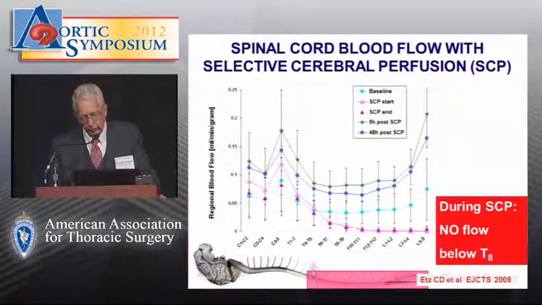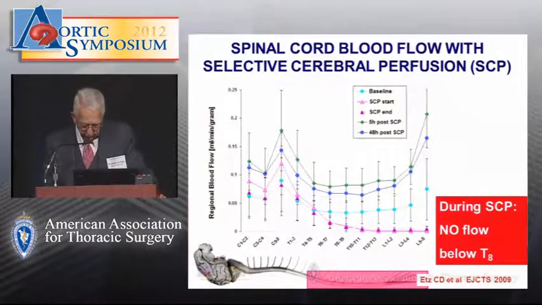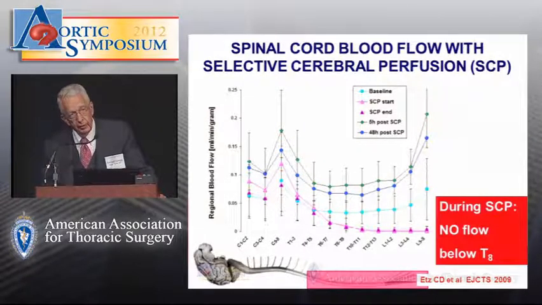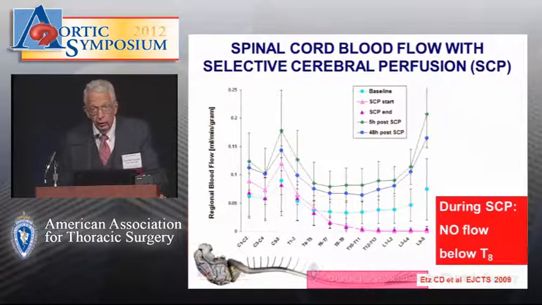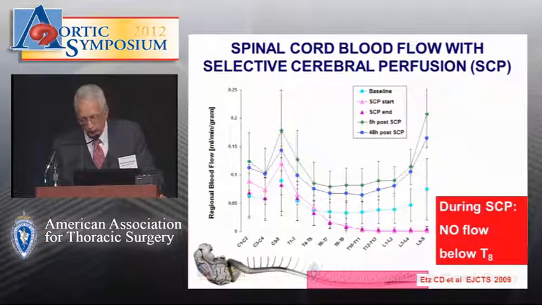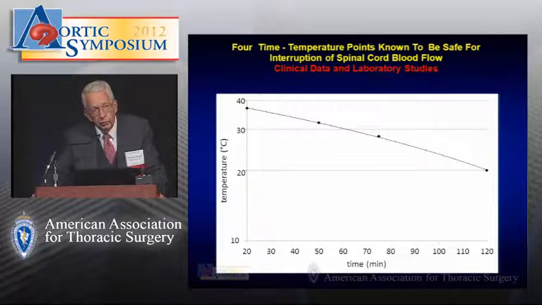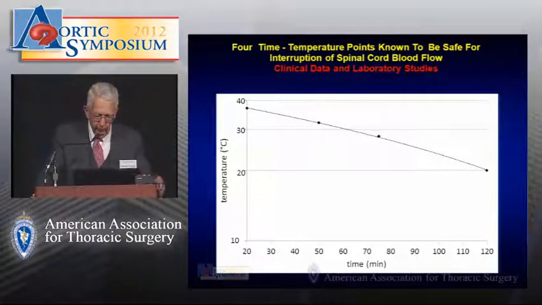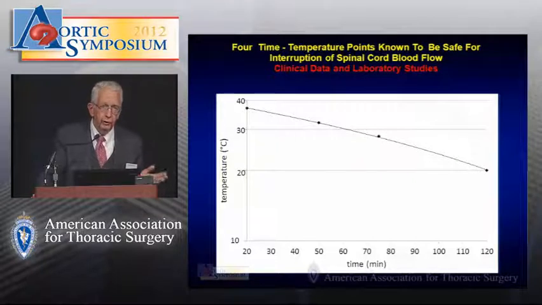Now, when we looked at this series of animals perfused at 28 degrees and then with varying periods of selective cerebral perfusion, what we found was that at 90 minutes there was a 60% incidence of paraplegia, and at 120 minutes it was 100%. So this relationship wasn't quite as linear as we thought, but still we did have some additional points based on this experiment, clinical observation, and so on, that allowed us to construct this particular graph that gives you a reasonable idea of what the safe ischemic tolerance of the spinal cord is.